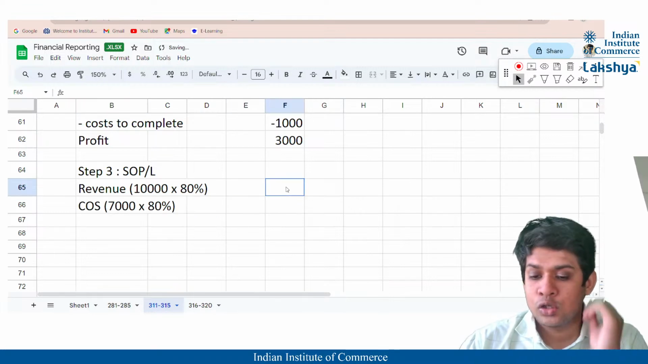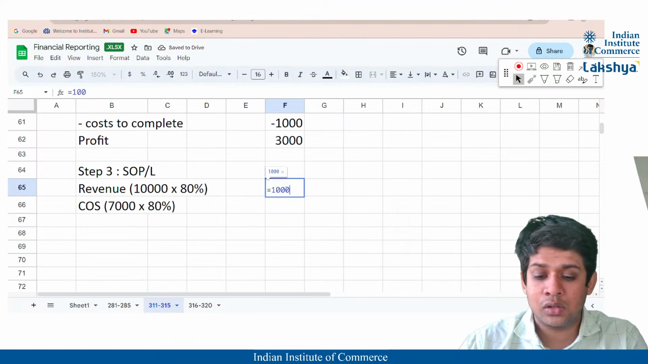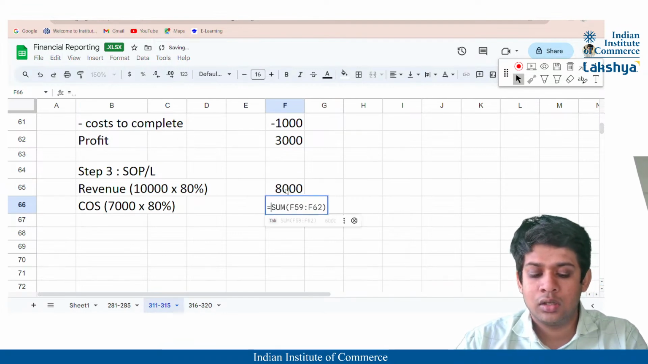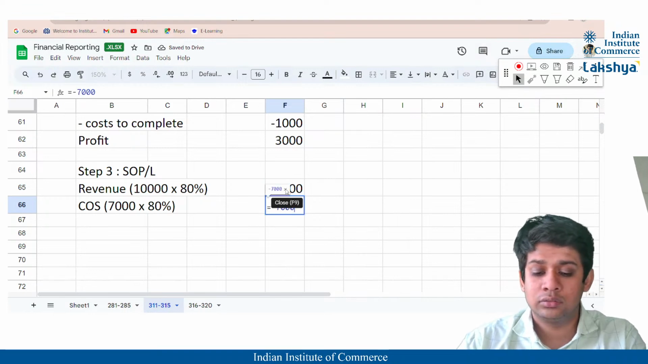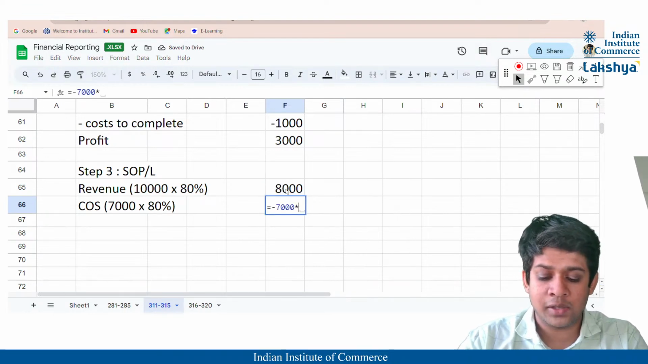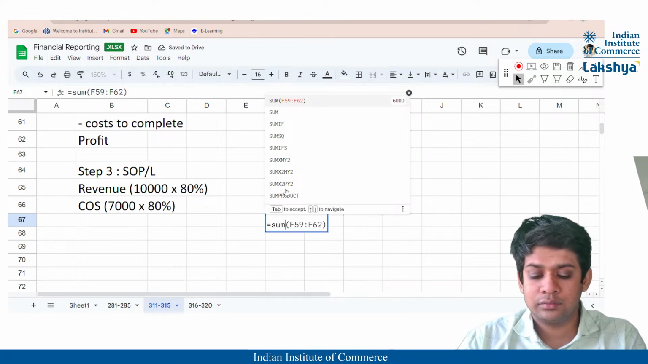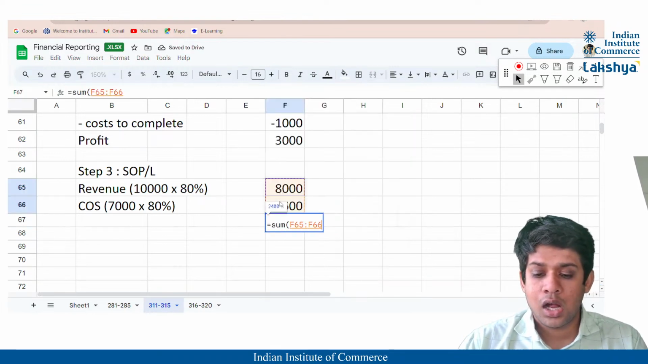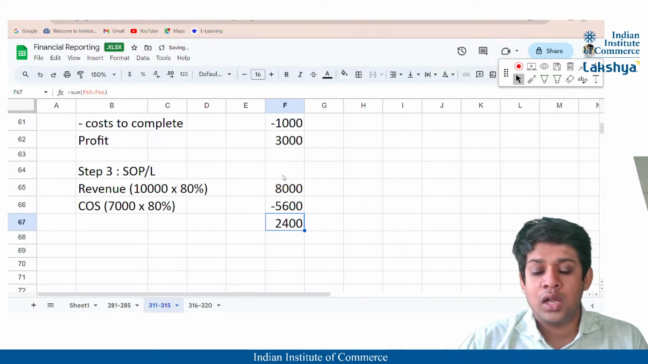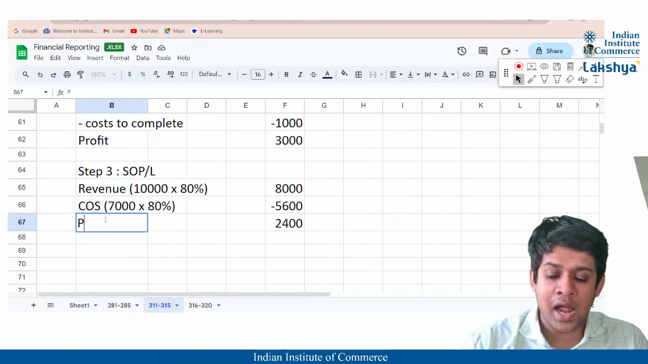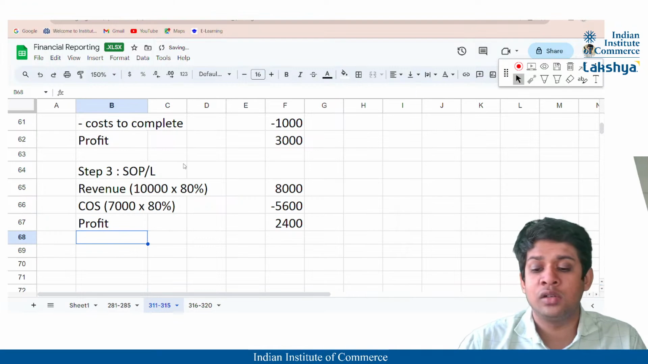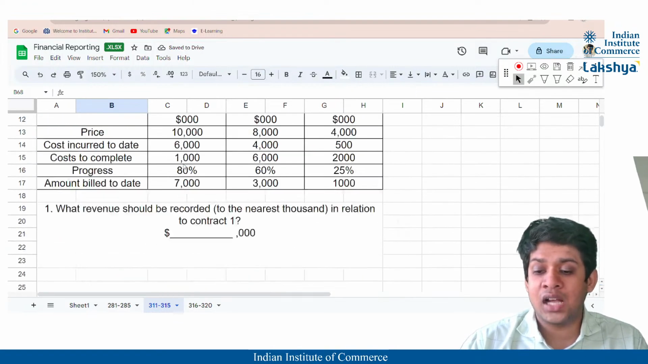that will be stated. So my revenue will be nothing but 10,000 into 80%, 7,000 into 80%, right? And thus our revenue is 8,000, our cost of sales is 5,600, and the profit for the year is going to be 2,400. What did they ask for?